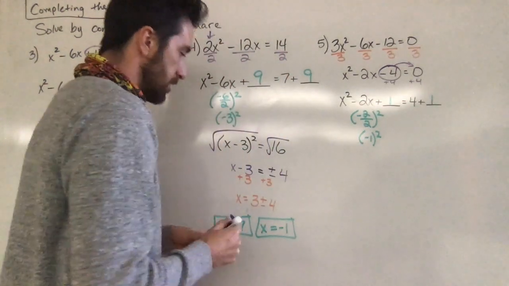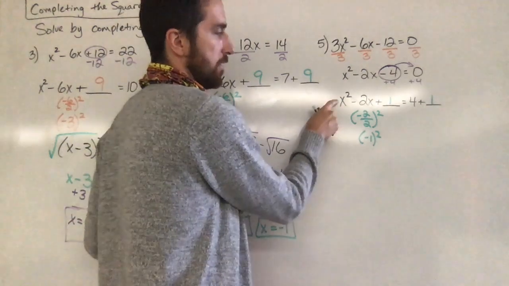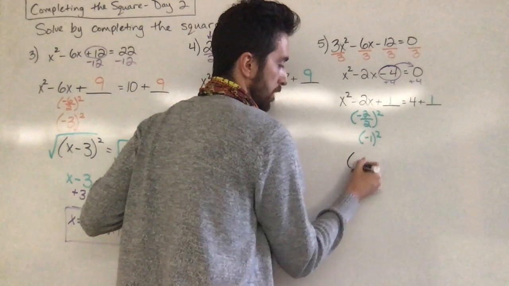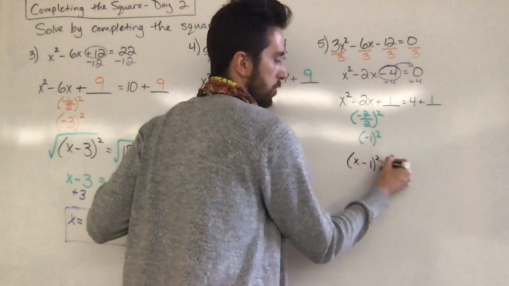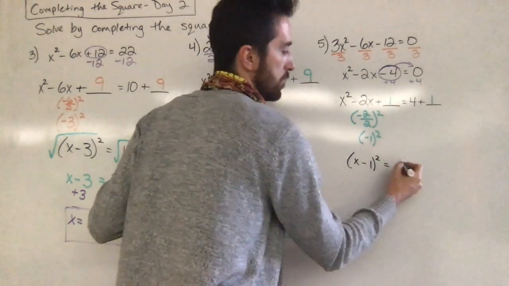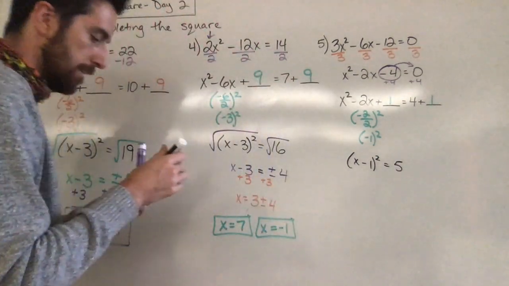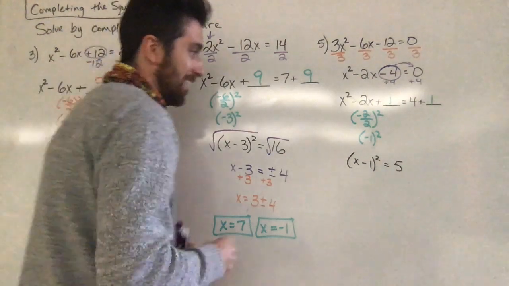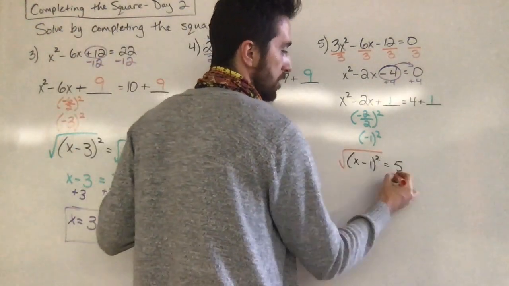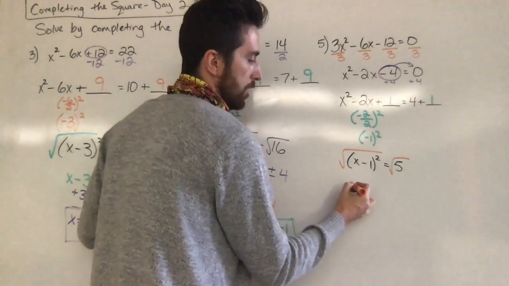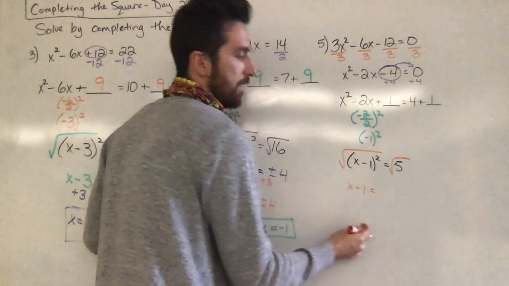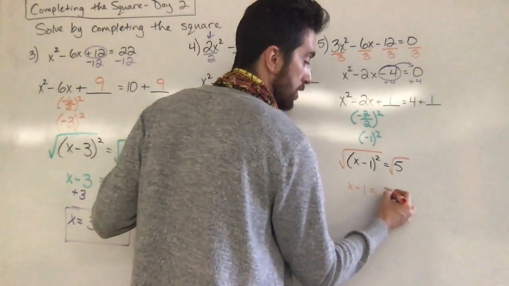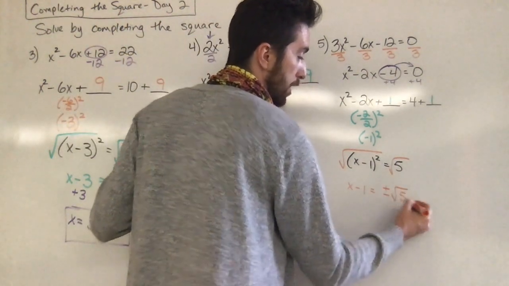So we rewrite it. Remember, this will factor to x minus 1 squared. X minus 1 squared equals 4 plus 1 is 5 over here. Now, how are we going to undo that squareage? We're going to square root it. You know what I'm saying? Square root over here. Square root over here. We got x minus 1 on this side. 5 doesn't even have any perfect squares, so we'll just write plus or minus the square root of 5.